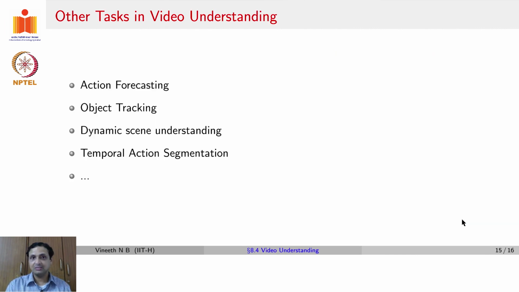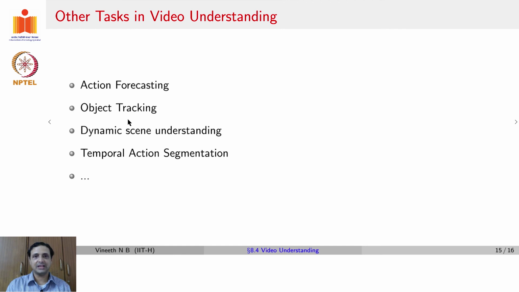Action forecasting. If you had a sports video and you see a particular sequence of events so far, what would happen next? For example, if you had a water polo game and you had a sequence of moves that you've seen so far, where will the person pass the ball to next? Or in basketball, for instance. Object tracking is another important video understanding task.